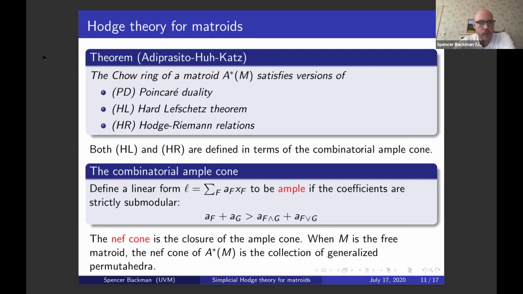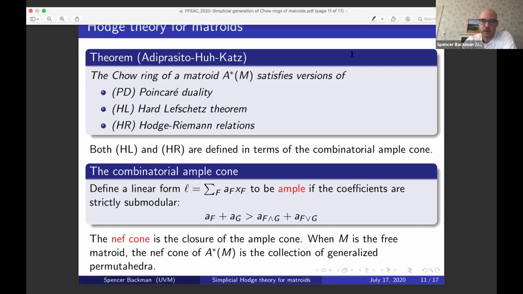Okay, so in 2015, I think, Karim Adiprasito, June Huh, and Eric Katz announced this proof of the Heron-Rota-Welsh conjecture for matroids, which had been open for about 45 years. And they settled this conjecture by developing a certain synthetic Hodge theory for matroids. What they proved, and I'm not going to formally state these things, is that the Chow ring has a Kähler package, that is, it satisfies Poincaré duality, the Hard Lefschetz theorem, and the Hodge-Riemann relations.